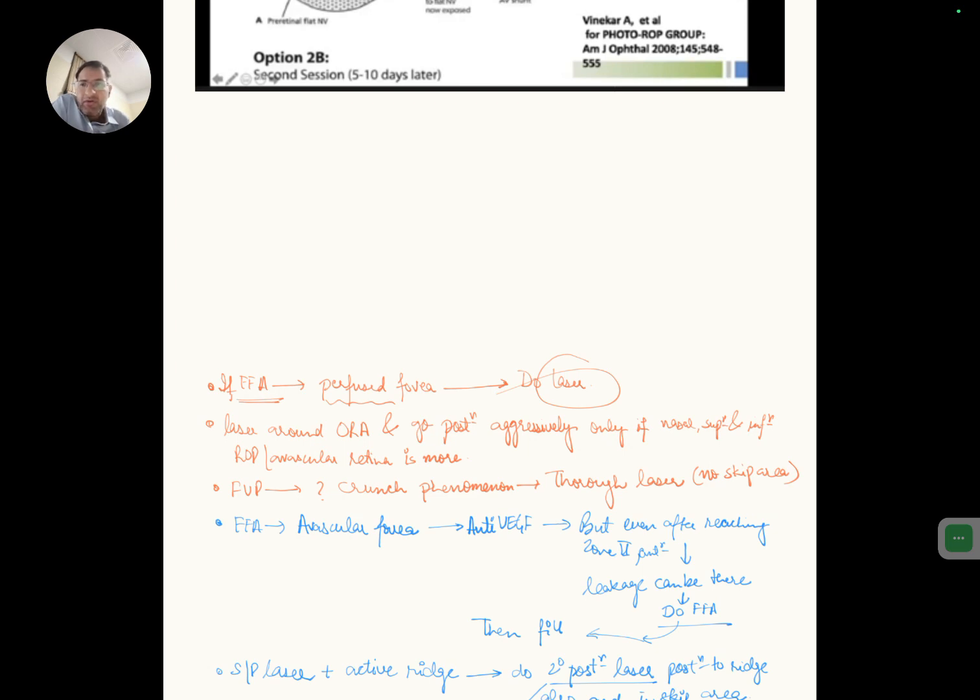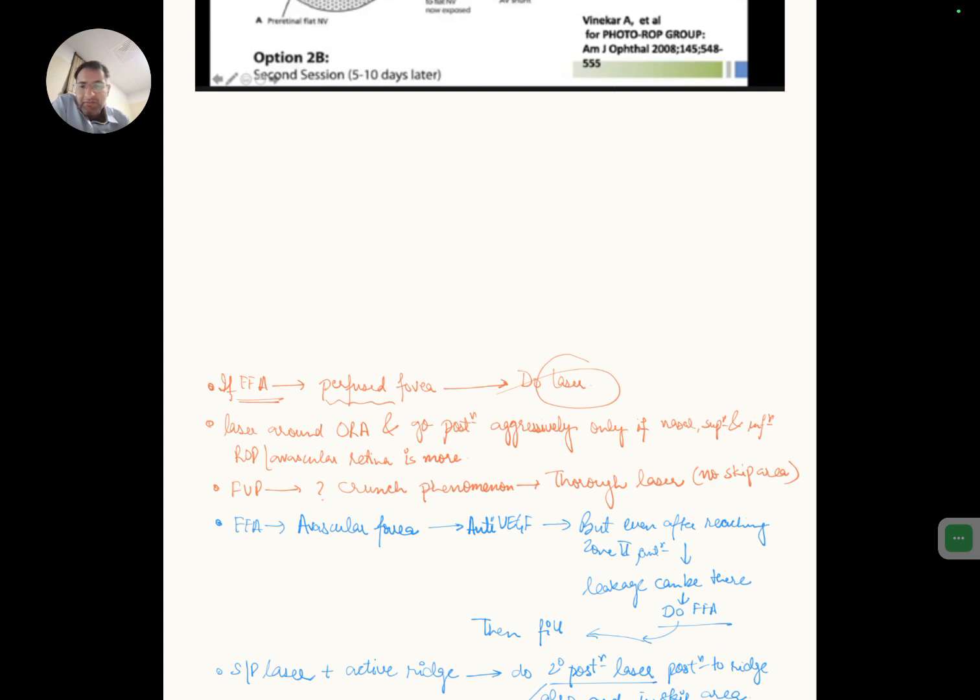When we are in a dilemma about whether it is fovea involving or non-fovea involving avascular retina, we can always plan FFA, and if the fovea is perfused, we can directly go for laser rather than doing injection. We have to laser around the ora, and we have to go posterior aggressively only if nasal, superior and inferior ROP or avascular retina is too much.